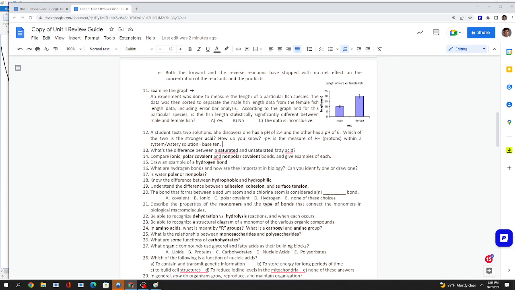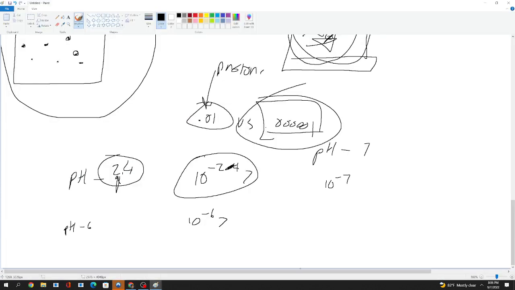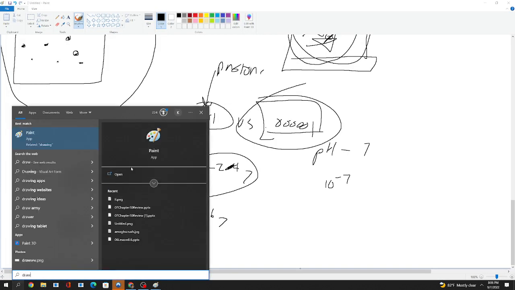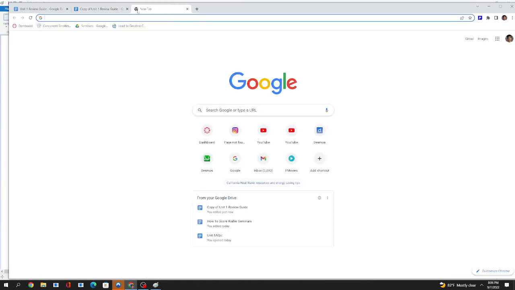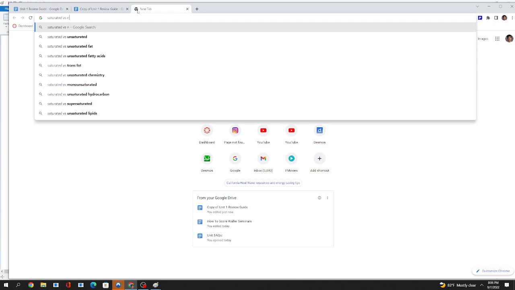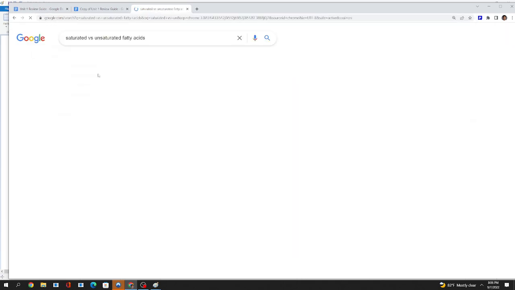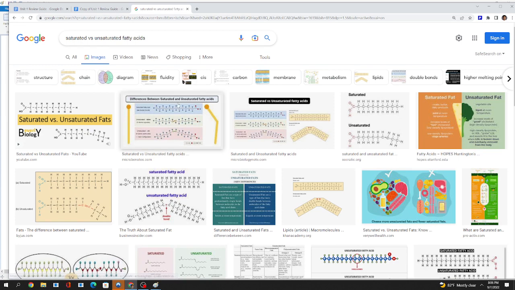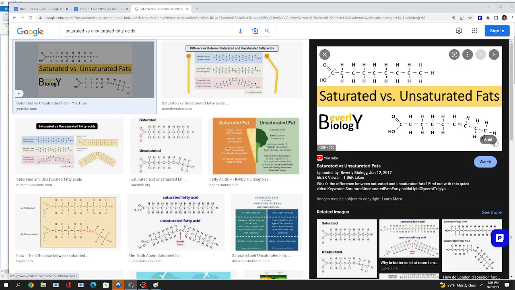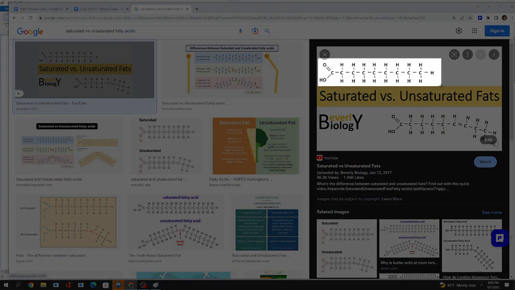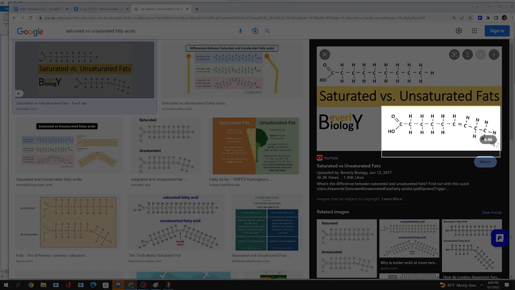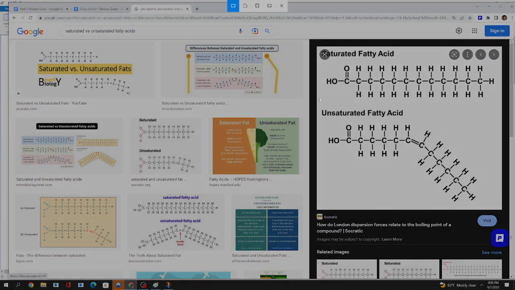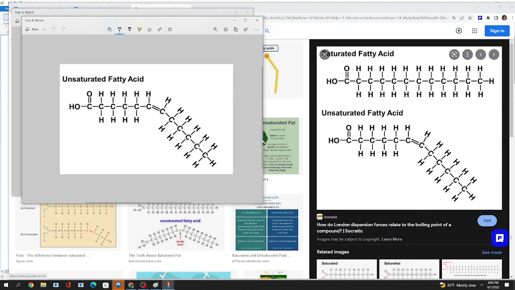What is the difference between a saturated and unsaturated fatty acid? Okay, now we're getting into these things about macromolecules, and I will really just try to pull up a photo. Saturated versus unsaturated fatty acids. And there's really just one big distinction behind it. I want people to look at both. I'm going to try to screenshot that, open that up, and then screenshot that. Actually, here, I'm going to screenshot this. Unsaturated fatty acid. Okay, cool.